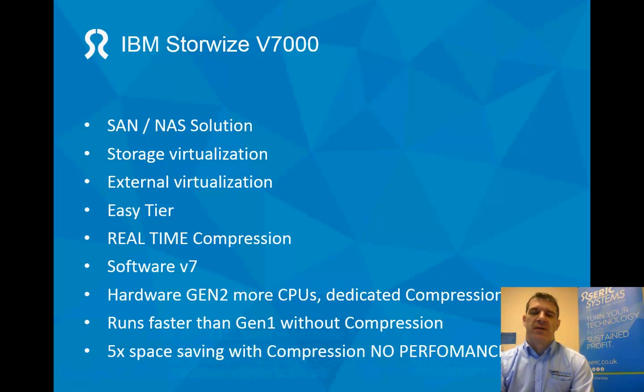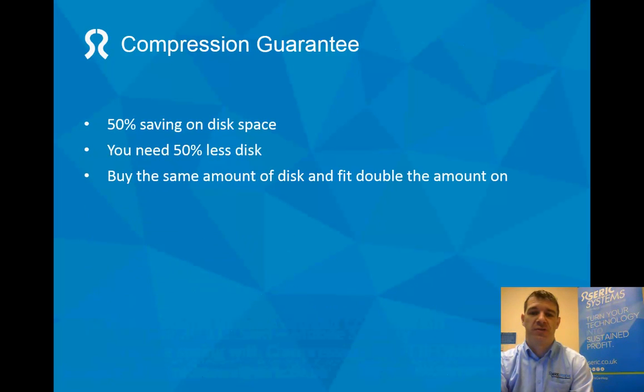In fact, IBM has a compression guarantee. 50% saving on disk is what they're saying. So we've seen 75–80% savings, but IBM are guaranteeing a 50% saving on disk space.